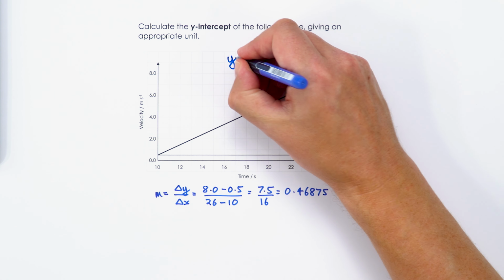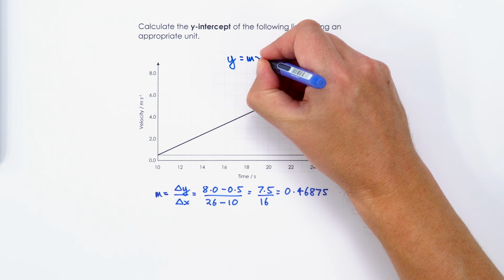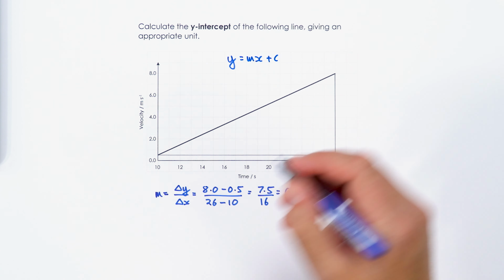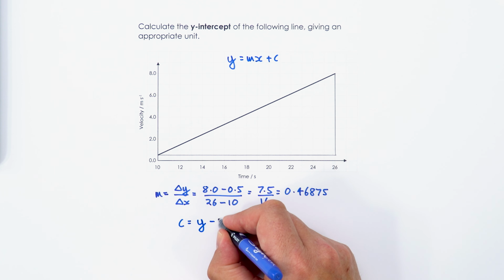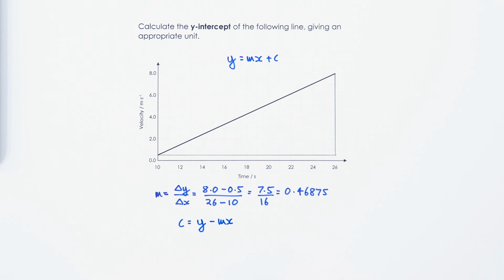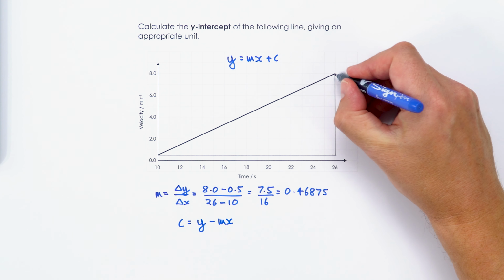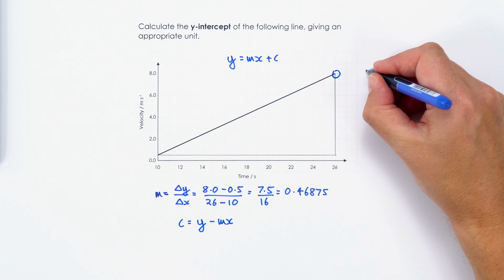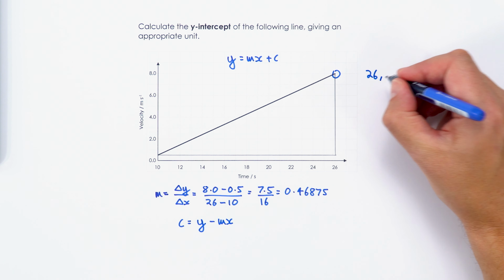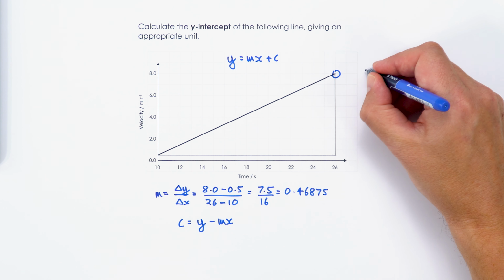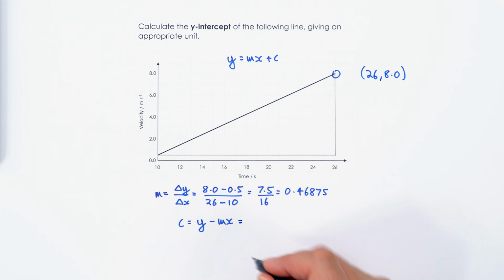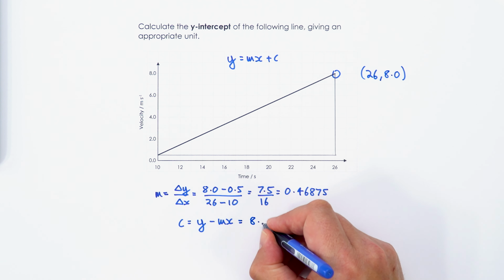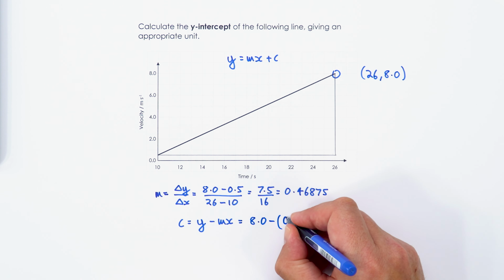Now, of course, we know that this is a graph in the form of y equals mx plus c. And we want to find the value of c, which is going to be equal to y minus mx. And we're going to take a point from the line. I'm just going to take this point over here, where x is equal to 26 and y is equal to 8.0.